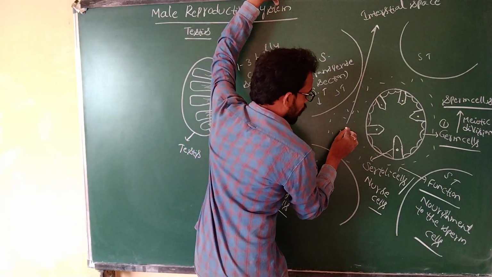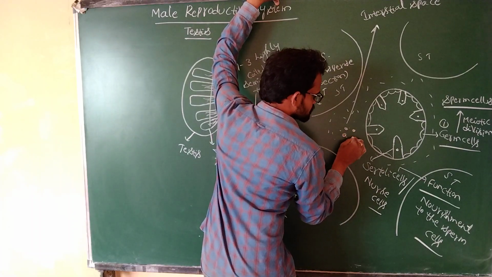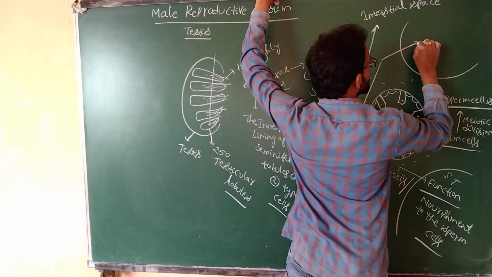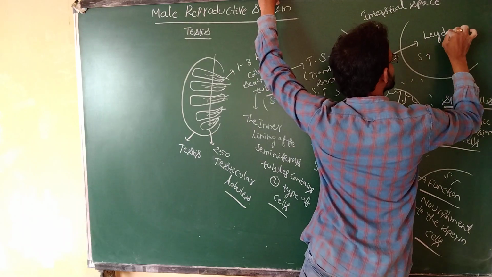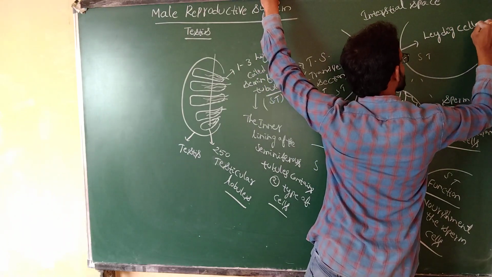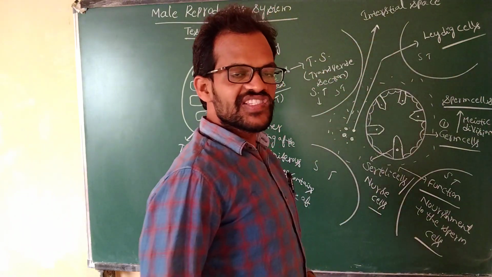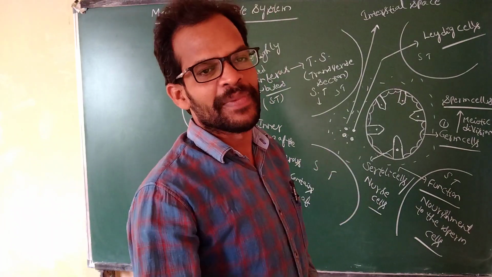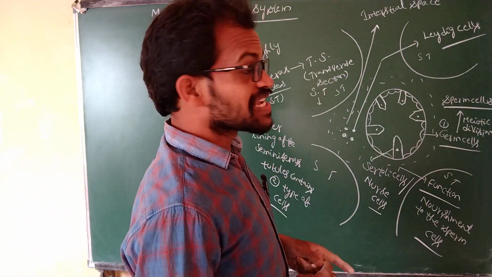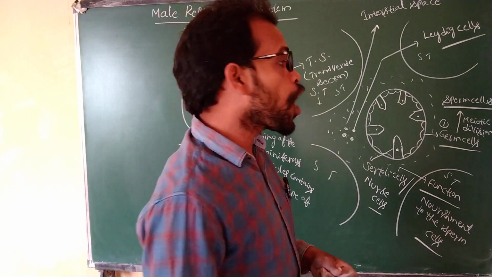This space consists of special cells. These cells are known as Leydig cells. What are these cells? Leydig cells. These cells are located between the two seminiferous tubules. These Leydig cells produce the hormone testosterone.